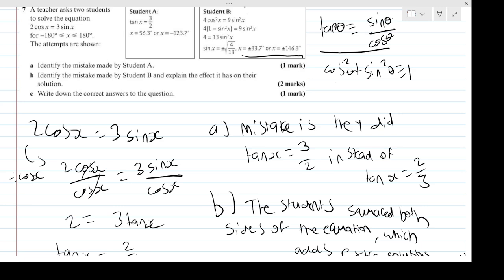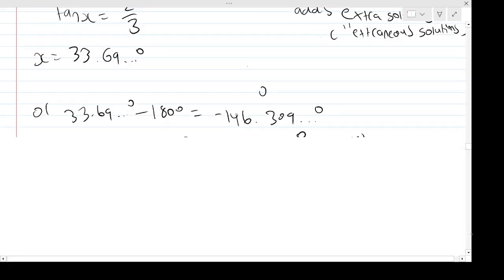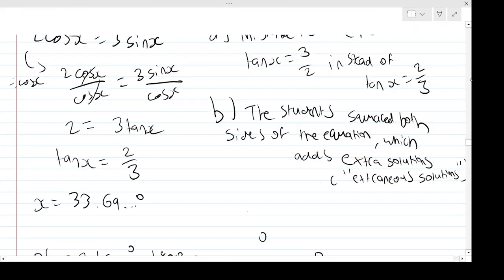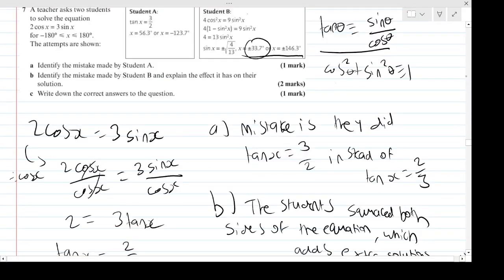Now, if we compare that to our answer, we only got 33.7 and minus 146.3. But they have minus 33.7 and plus 146. So they got an extra two solutions there, which would be wrong, right? So they needed to check it, but they didn't. They just said, well, that's the solution, so that's it. What they should have done was checked it.